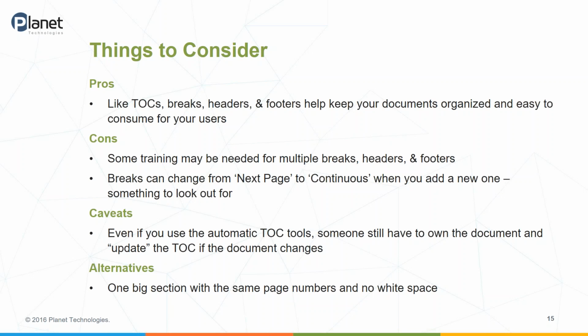And then the caveats. If you use any of the automatic table of contents tools, once you've added a new item or moved some text around, you always have to go back in and update that table of contents to make sure it has the right page numbers. What's the alternative? You just have one big document. Same page numbers, maybe less white space throughout, but not a big deal if you have smaller documents. So that's really the alternative.